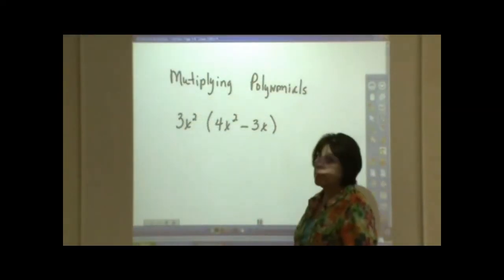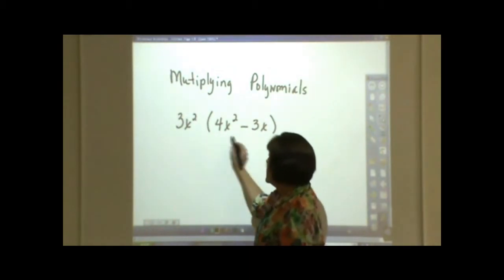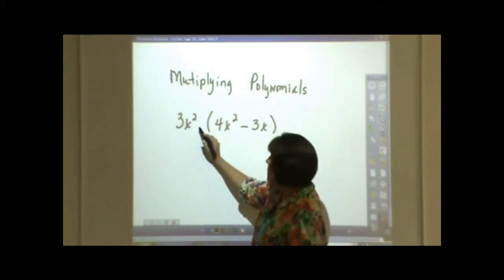In today's lesson, we'll be multiplying polynomials. We'll take a monomial times a binomial. We'll have to distribute and add our exponents.